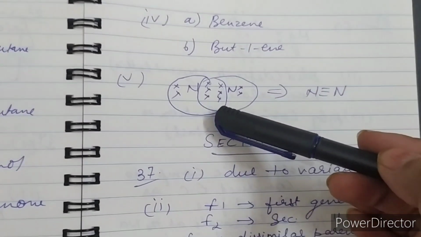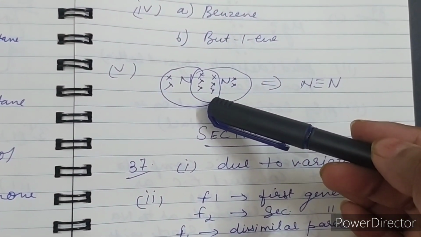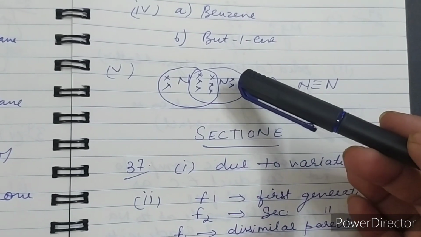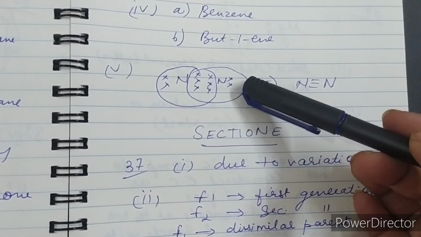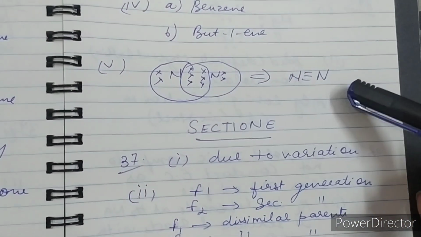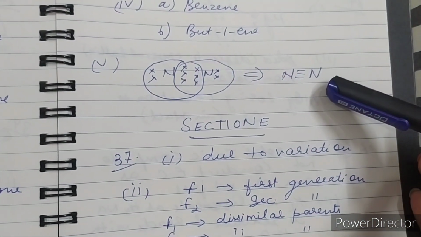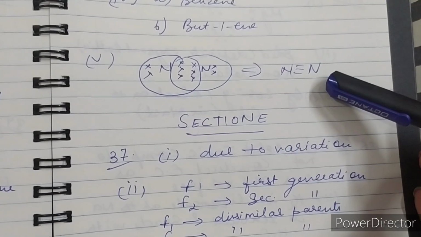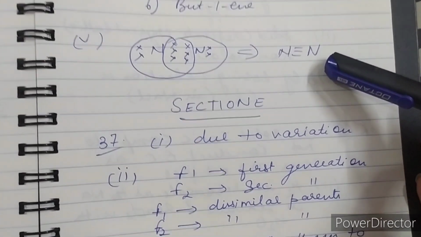Next, they have asked you to show the bonding in nitrogen molecules. So nitrogen shares 3 electrons to attain electronic configuration by sharing with another atom of nitrogen, and the bond formed between 2 nitrogen atoms in a nitrogen molecule is a triple covalent bond.